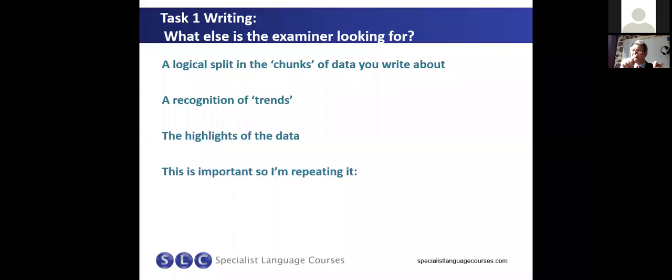If it just goes up by the same amount each month, just say the whole data set showed an upward trend. No need to tell me each individual plot. You can see that by looking at the diagram. You're looking to give an overview, a report for your educated reader. And this is important, so I'm going to repeat it.